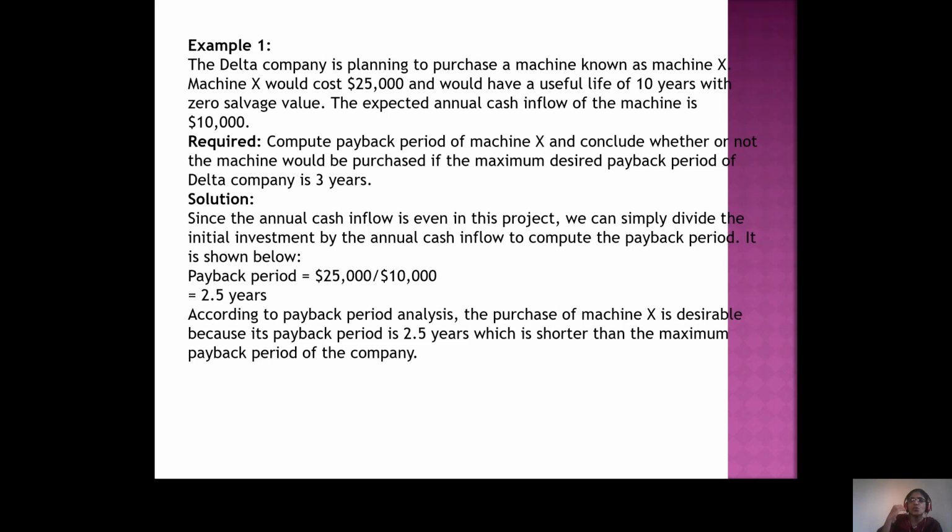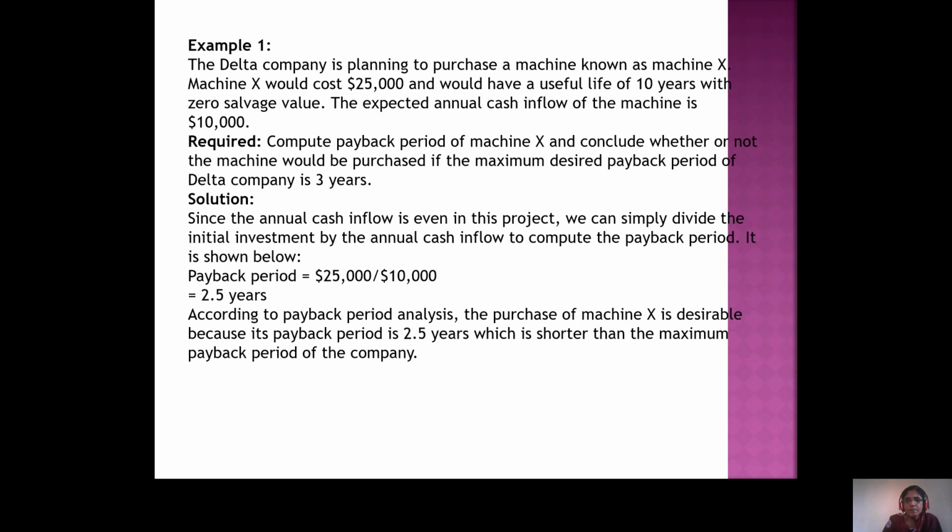Payback period means total invested, which is 25,000, divided by the cash inflow of the machine, which is 10,000. So 25,000 divided by 10,000 is equal to 2.5 years. I get back that amount within 2.5 years.